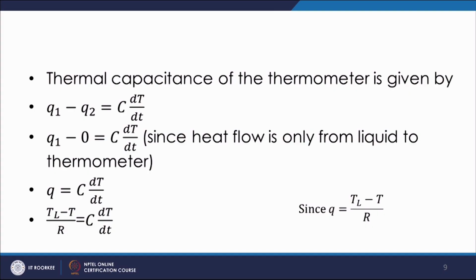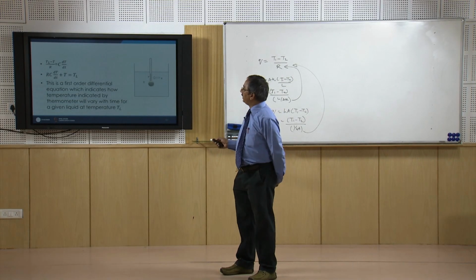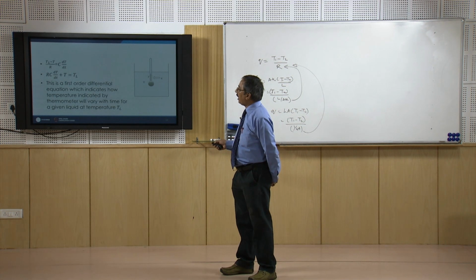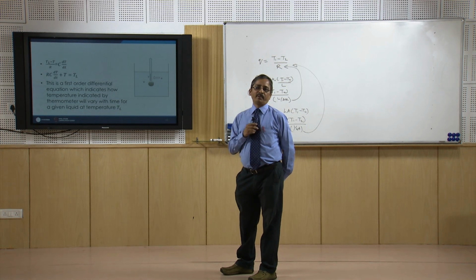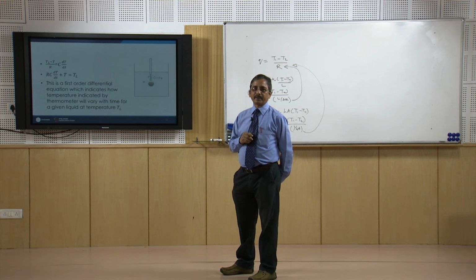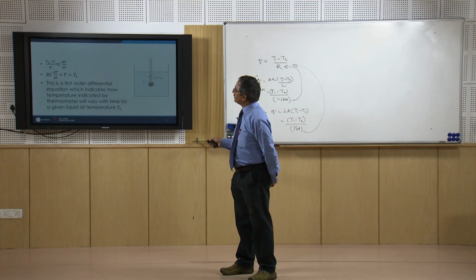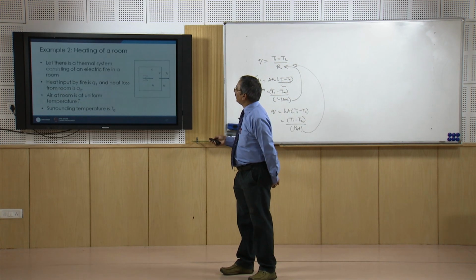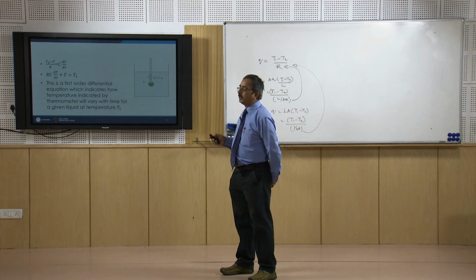So, here you see what is our input? The input here is the liquid temperature TL, and what is my output? Output is the temperature of the thermometer or temperature displayed by the thermometer. So, this expression is basically a first order differential equation, and this tells us how the temperature of the thermometer or temperature indicated by the thermometer is going to change with time, for the given input TL.